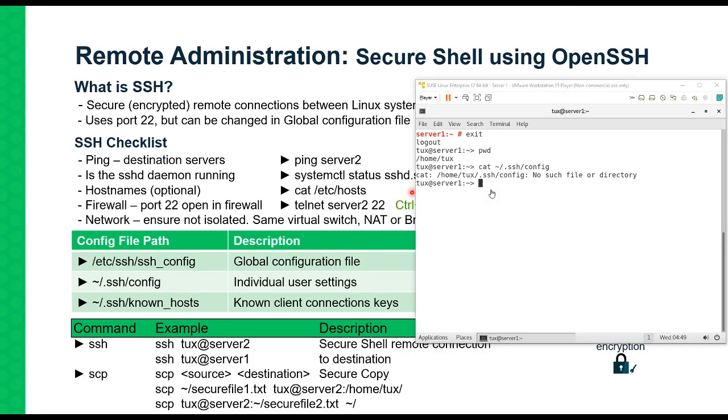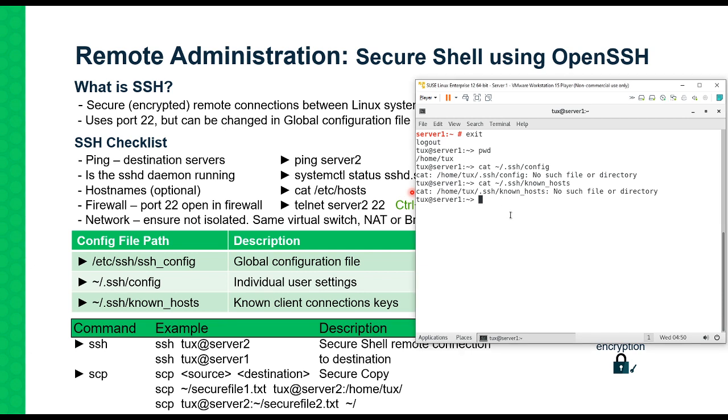Now let's run the next command. So we're going to press the up key here, and we're going to change that to known_hosts. And it also states that it doesn't exist yet because there's no connection being made to server 1 yet. So our next set of commands is to run the physical SSH commands. So let's quickly do that.